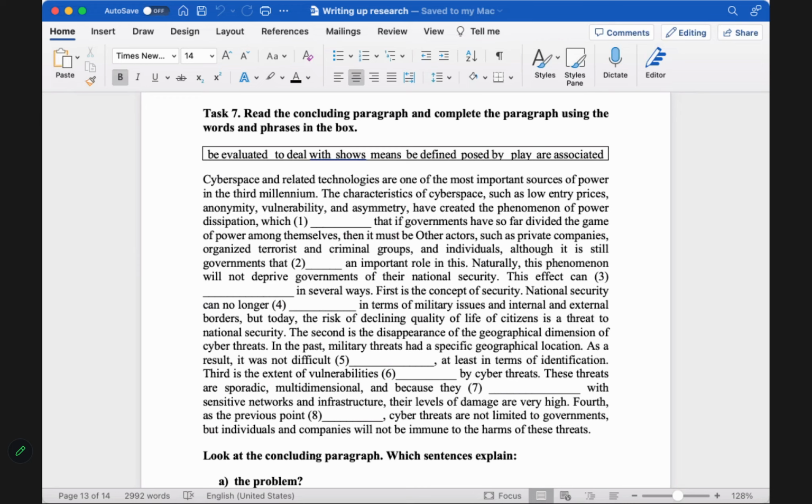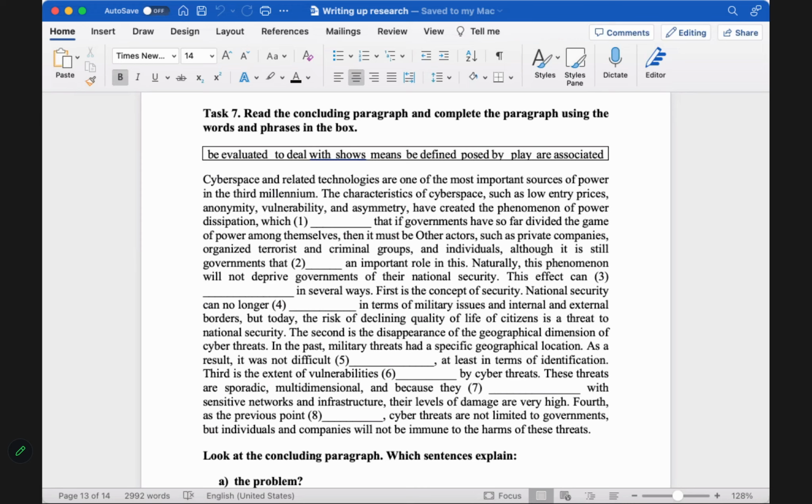Naturally, this phenomenon will not deprive governments of their national security. This effect can be dealt with in several ways. First, in the concept of security, national security can no longer be defined in terms of military issues and internal and external borders. But today, the risk of declining quality of life of citizens is a threat to national security.